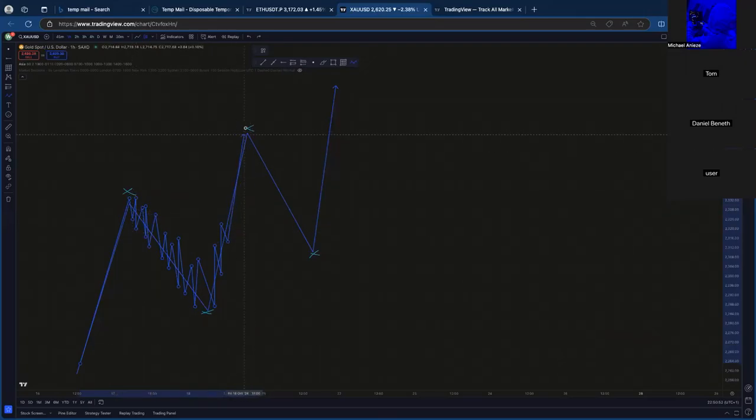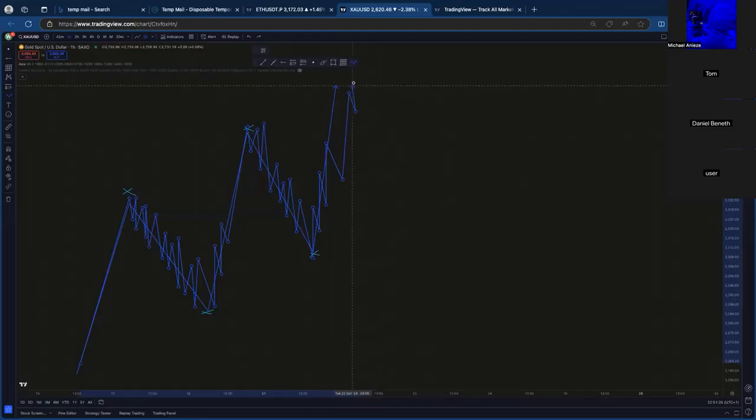Now, this pullback is called what? The substructure. This pullback is called the substructure, right? And the move that goes ahead to do what? To break structure, again, is what we call what? The minor structure. Crazy, right? The minor structure goes ahead to break structure right here.